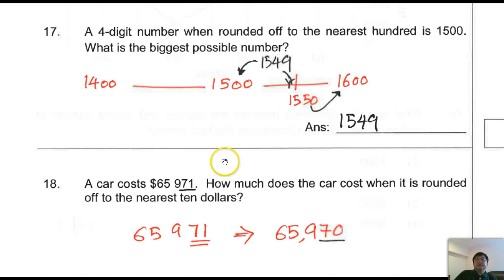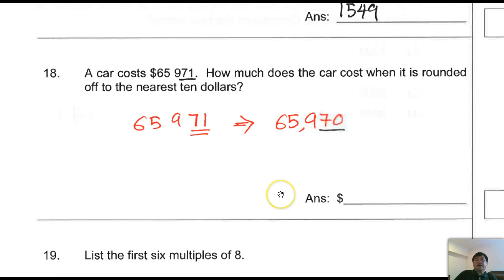Next, the 4-digit number when rounded off to the nearest 100 is 1500. What is the biggest possible number? We are talking about number above this being rounded down. The biggest possible number is 1549. Okay, if it's 1550, it will be rounded up to 1600. So this is the answer, 1549.